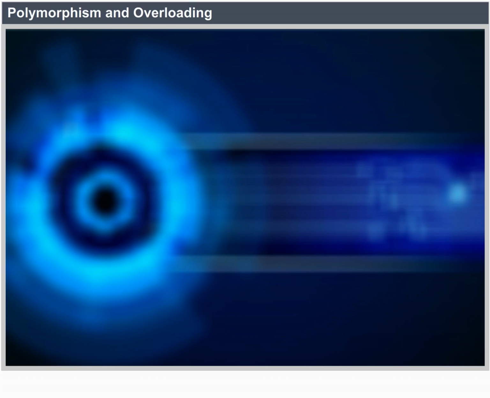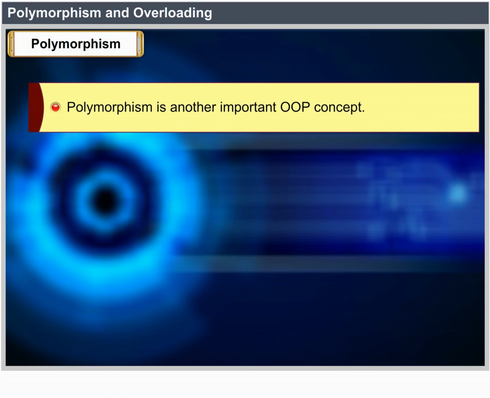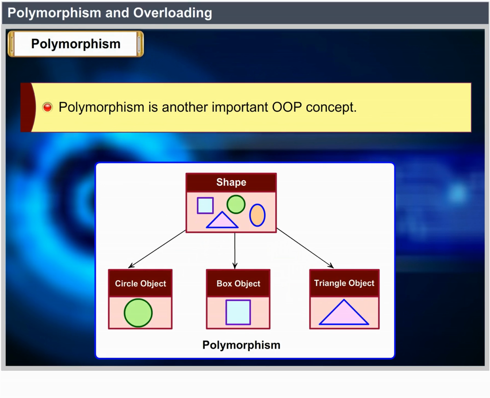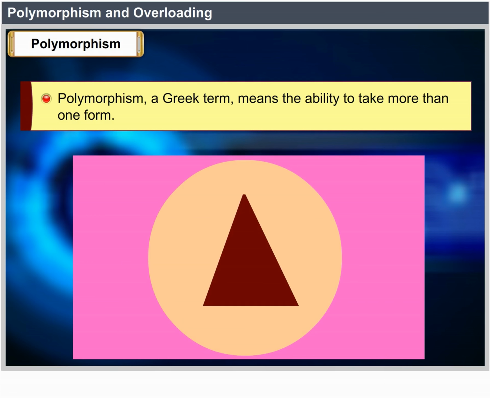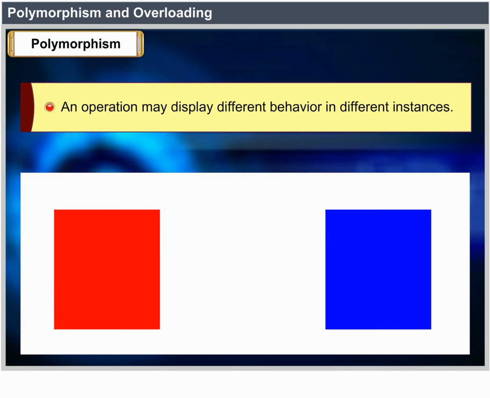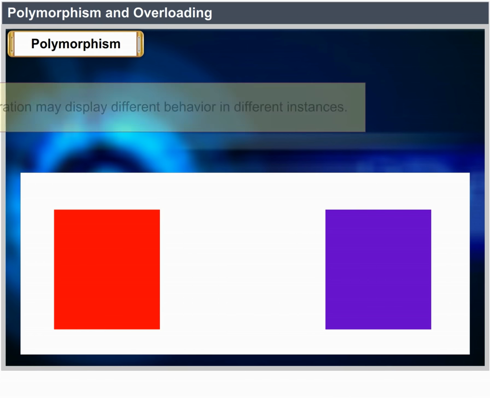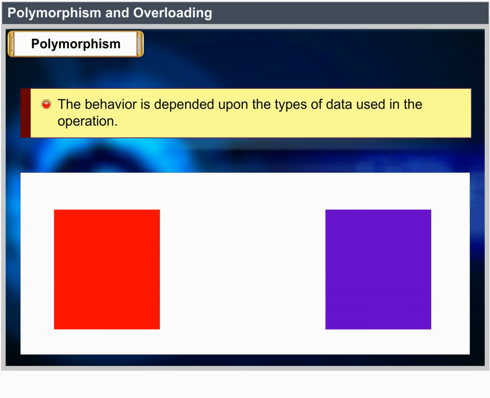Polymorphism and overloading. Polymorphism. Polymorphism is another important OOP concept. Polymorphism, a Greek term, means the ability to take more than one form. An operation may exhibit different behavior in different instances. The behavior depends upon the types of data used in the operation.